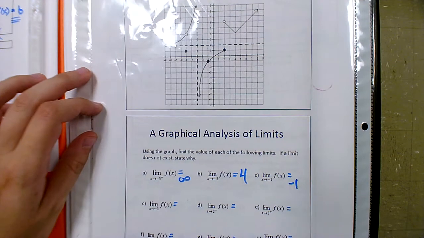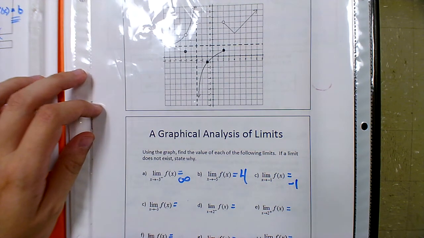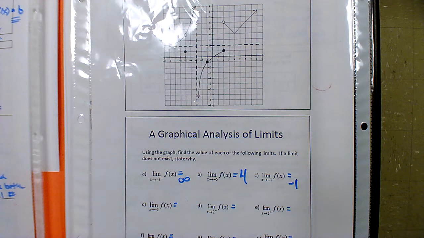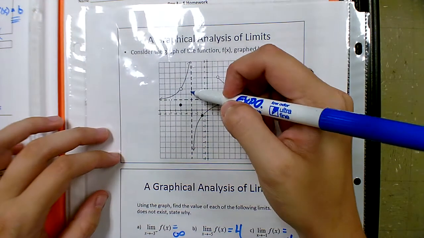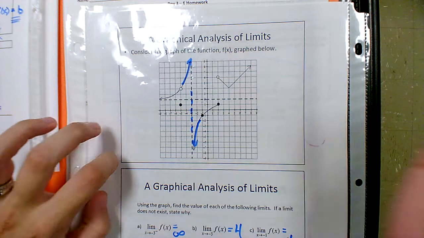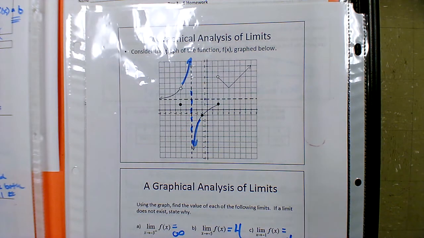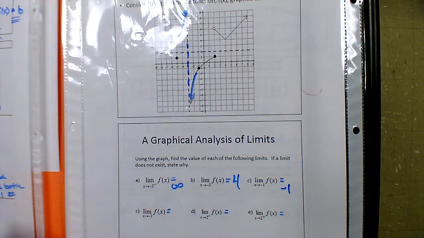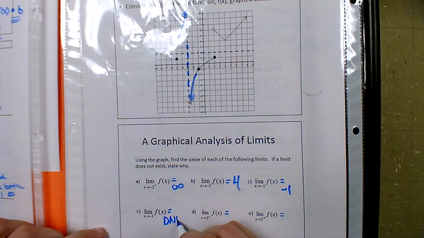Okay. Part C, as we approach -3, no plus or minus, so we have to come in from both sides. Trace the left, trace the right. Are they meeting up? No, automatically. So what's our limit? Does not exist.